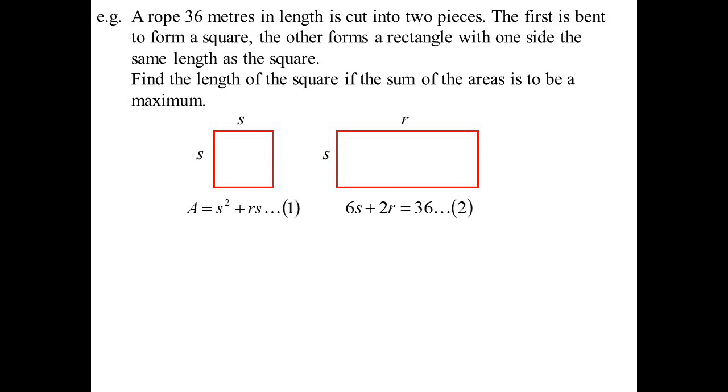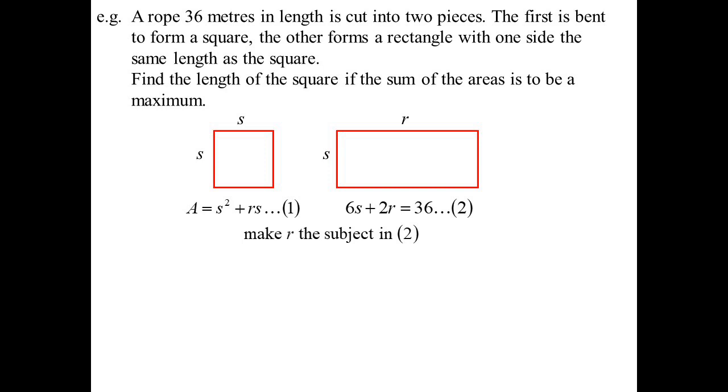Now at this stage I've got 3 variables, so I'm dealing with 3 dimensions there. I want to get this down to 2 dimensions. So I have another piece of information. The rope was 36 metres long. So I know that 6S plus 2R must be 36. Basically the perimeter of the 2 shapes is the length of the rope. I can now rewrite that second one to either make R or S the subject, it doesn't really matter which, and substitute it into the other one. And that will reduce the other one down to 2 pronumerals, or a 2-dimensional problem.